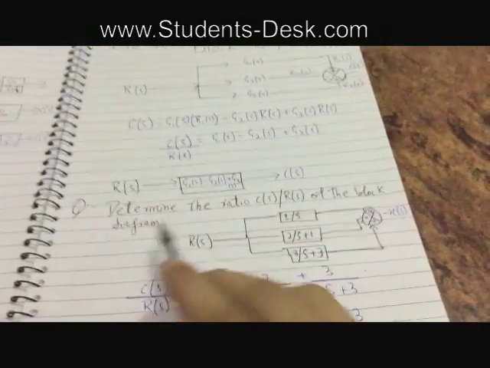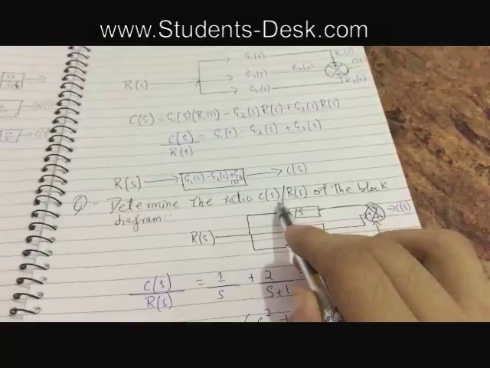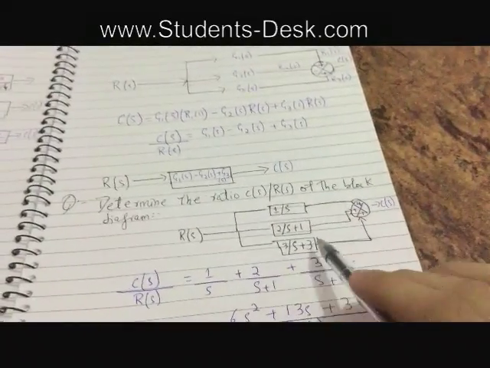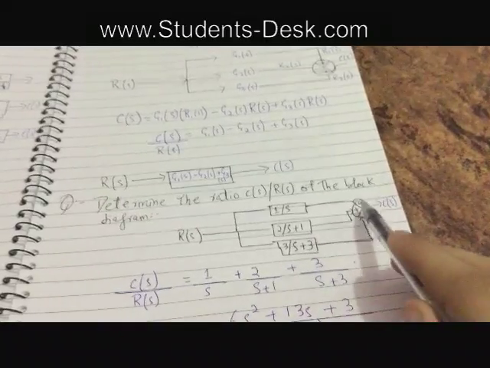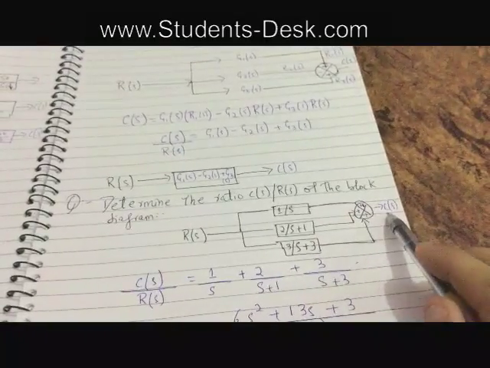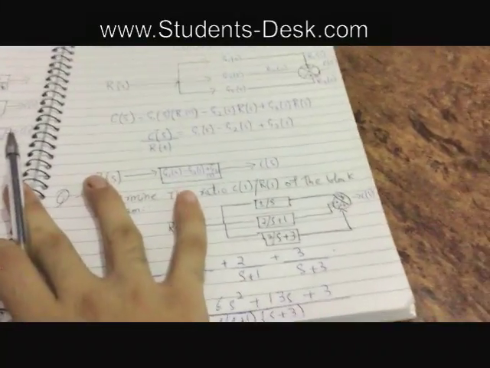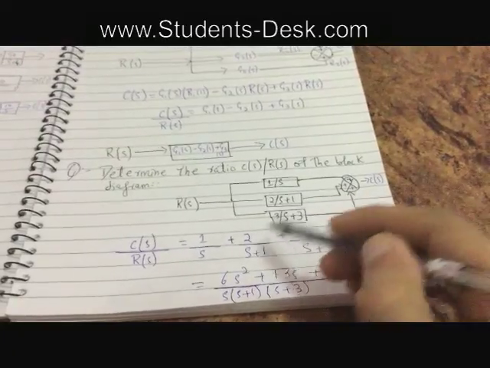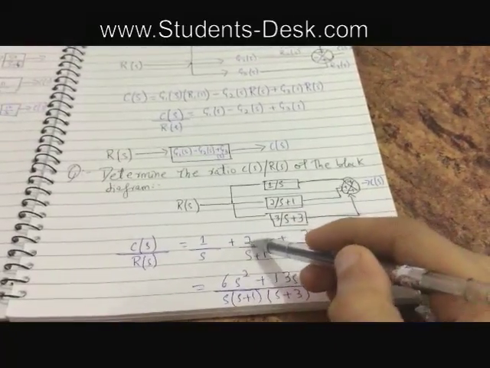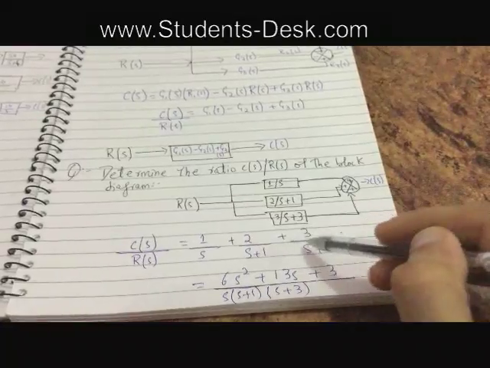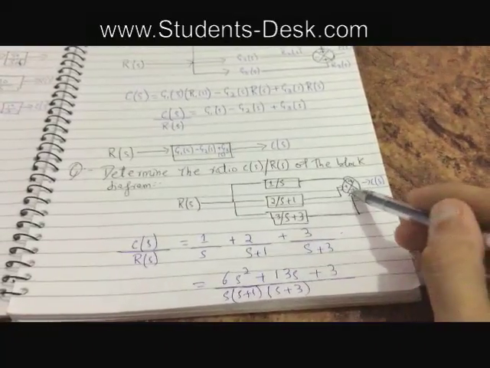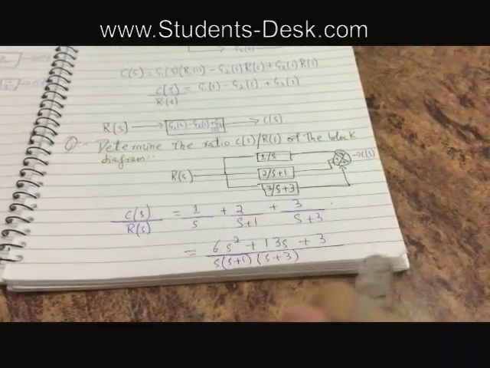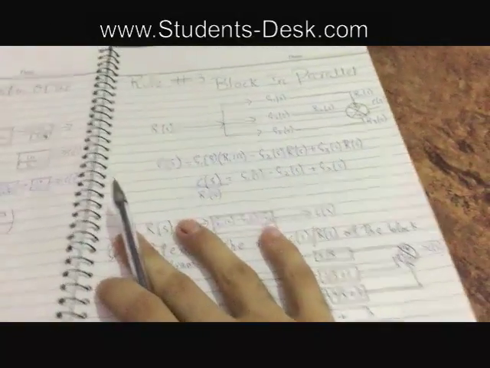Let's solve a simple question. Determine the transfer function of the following block diagram. Over here, all the inputs are going into the positive summing point, and then there is an output. So it is very easy to make an equation from this. 1 divided by s, plus 2 divided by s plus 1, plus 3 divided by s plus 3, because this is also going into the positive summing point. Simplify it and you will get this. This is what rule number 3 explains.